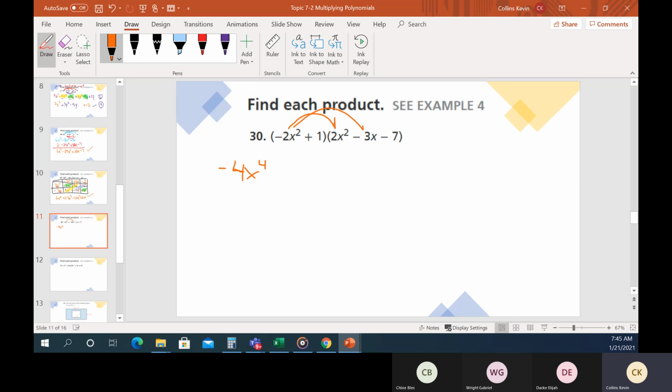All right. Then we go ahead and do this one. So minus 2 and minus 3 is going to be plus 6. We got x to the second and x to the first. So that'll be x to the third. And then finally we've got minus 2 and minus 7. That's going to be plus 14. And then we just bring the x squared along.